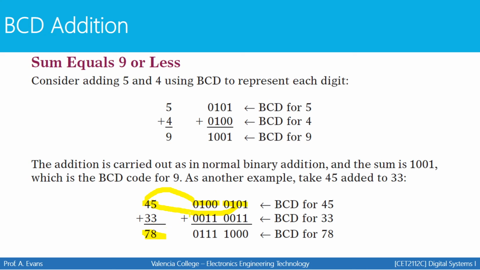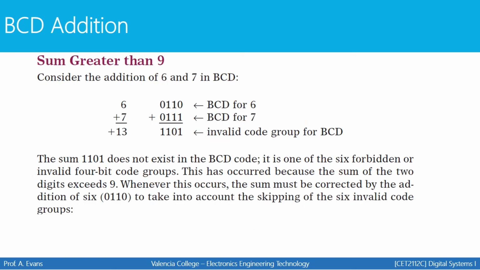In this case, if you take the first number, add it to the second number, 1 plus 1 is 0, carry the 1. 1 plus 1 plus 0 is 0, carry the 1. 1 plus 1 is 0, plus 0 is 0, carry the 1. This would be 1 plus 0 is 1. If you follow the addition, it works out. You get the number you expect in this case. But sometimes you don't. Here's a case where you don't.